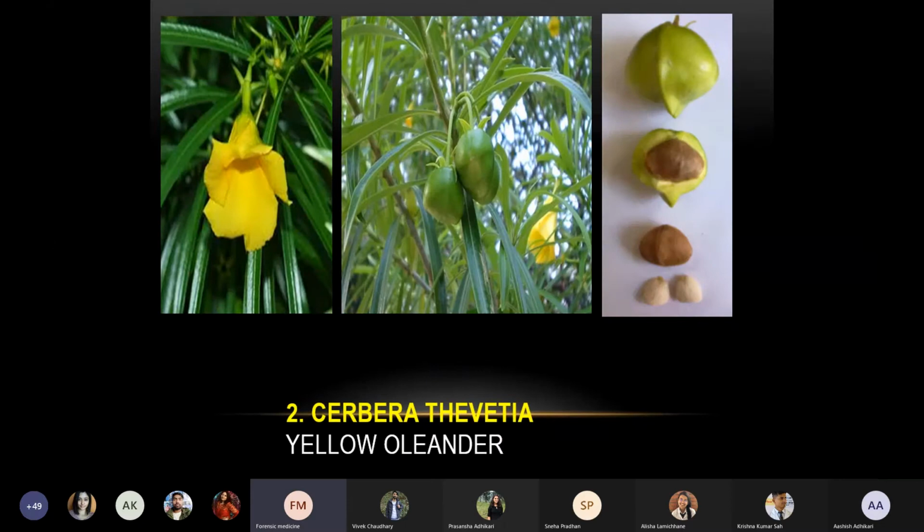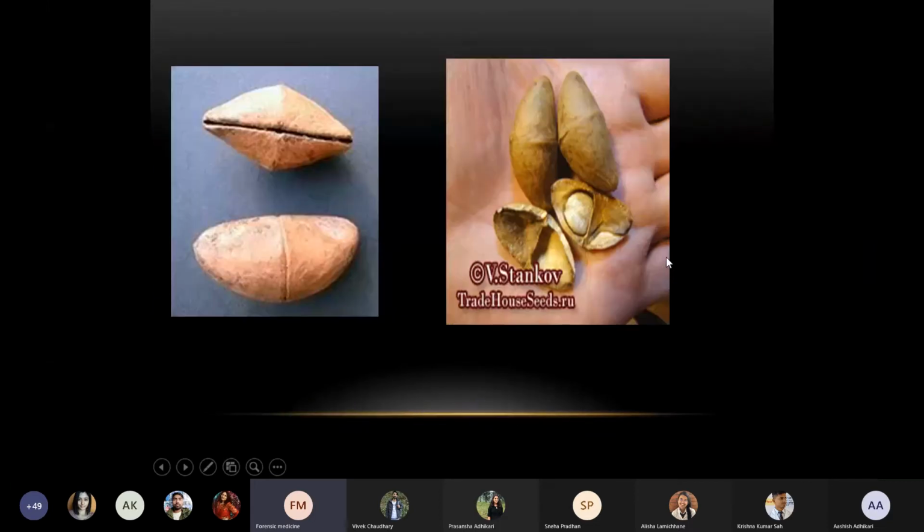Next one is Thevetia peruviana, or this is also called yellow oleander. So you can see on the picture, this is the flower of the oleander, this is the fruit, and inside the fruit a nut is present, and inside the nut seeds are present, and this seed is poisonous.